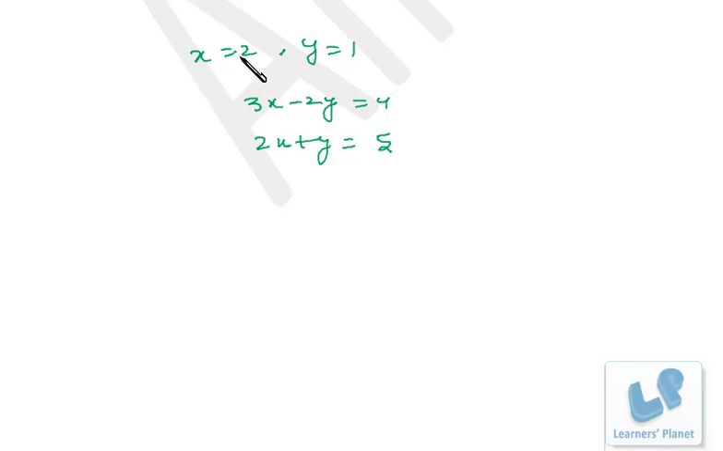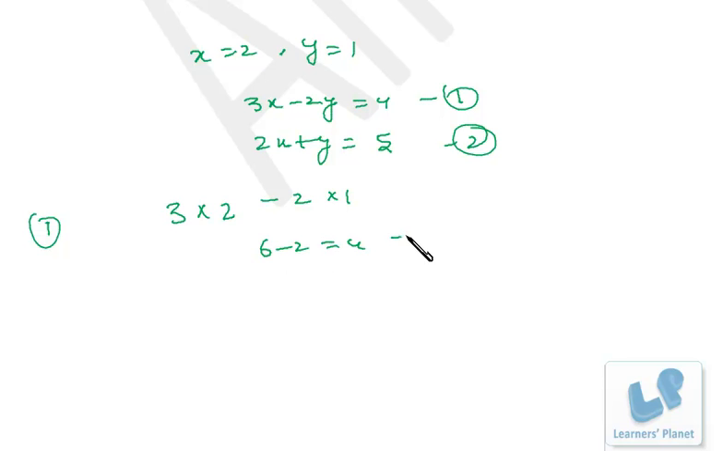So what I do is I just put the value of x is equal to 2 and y is equal to 1 in both the equations, right? So in 1, if I put x is equal to 2, I get 3 into 2 minus 2 into 1. So that's 6 minus 2, that's 4, and that is the right hand side, right? That means x is equal to 2 and y is equal to 1 is satisfying this equation. Now let's check for the other one.